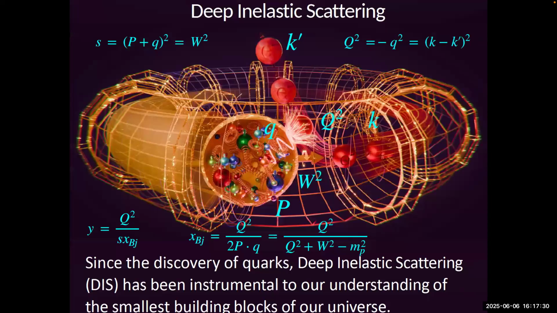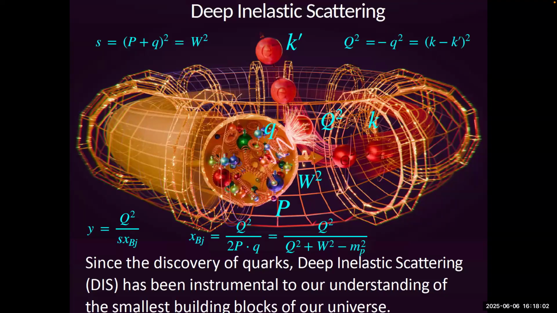So let's look in more detail at the kinematics. We can describe this process with certain variables. We have Q squared, the virtuality of the photon, and the energy of the process, which we say is P plus Q. So this is how it will look in a collider, for example, the EIC.